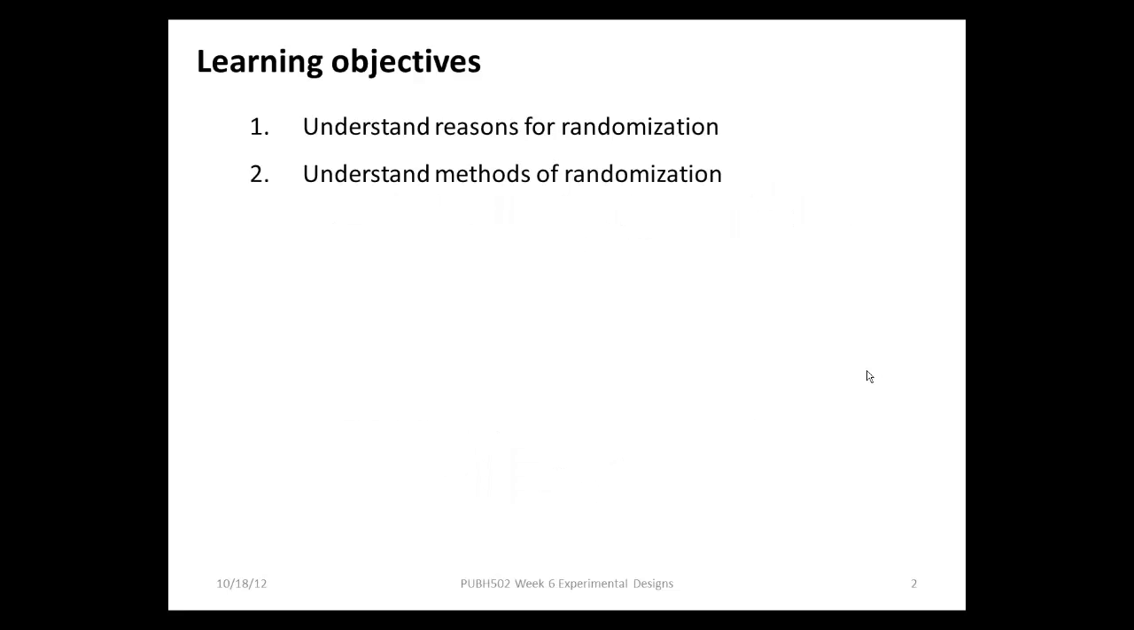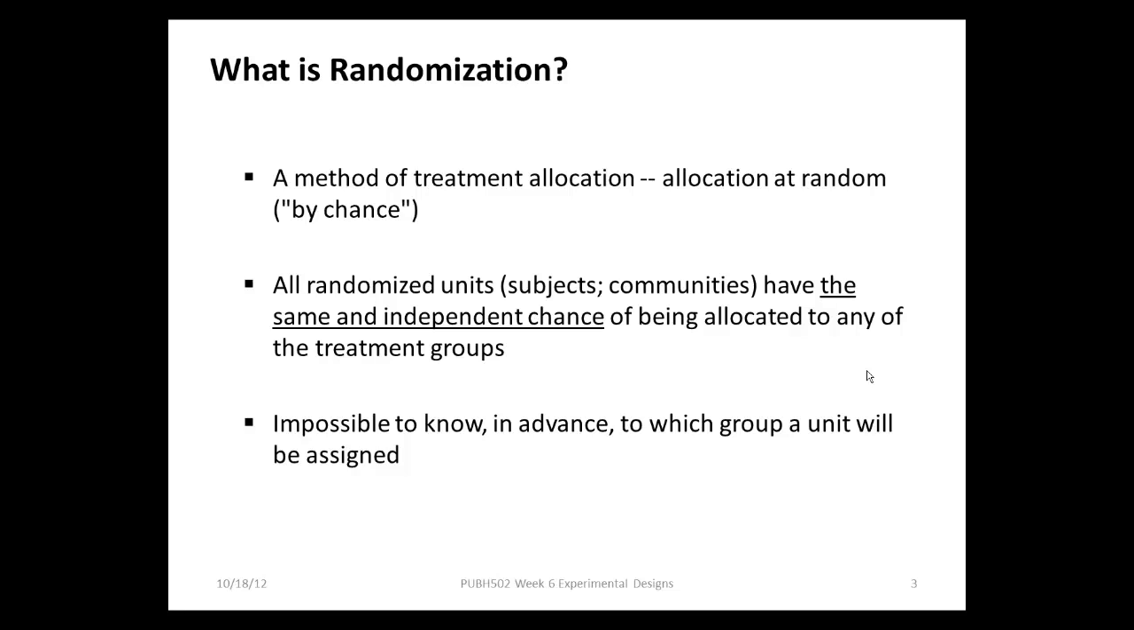Learning objectives for this module: we're going to understand why we randomize, and we're going to understand how to randomize in an experimental design. Okay, so what is randomization? That may sound like a really obvious question, but again, there's some theory and theoretical frameworks underlying this. What we want to do is have a method that allocates our treatment or our control status to respondents at random, or by chance. And that means a couple of different things.